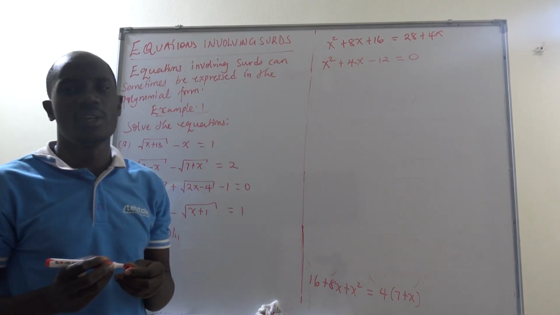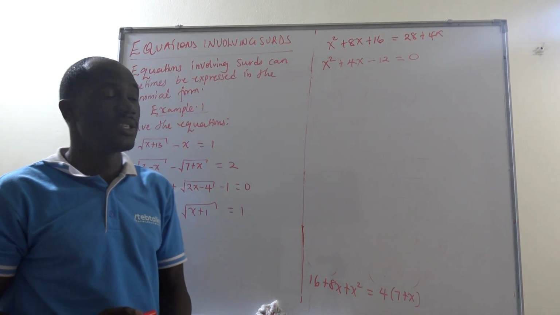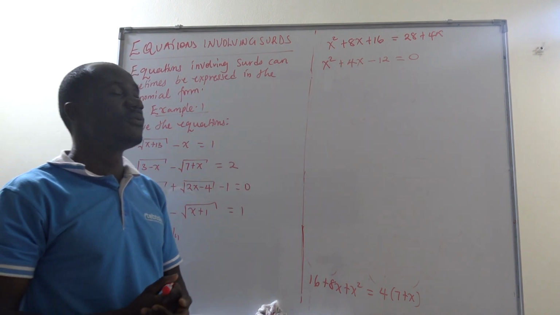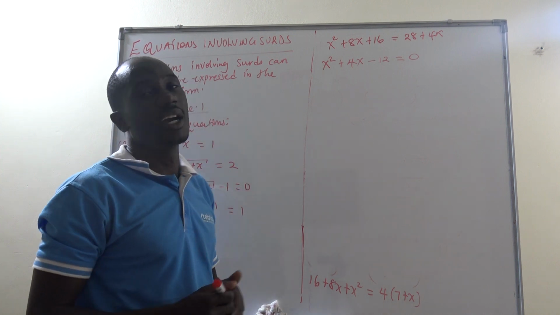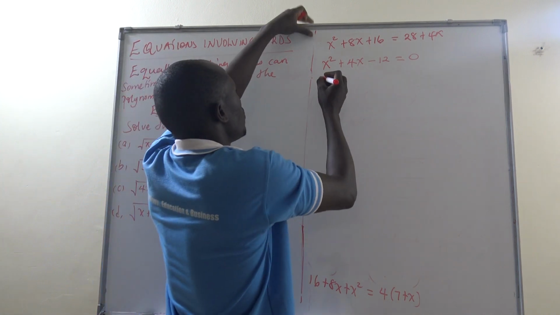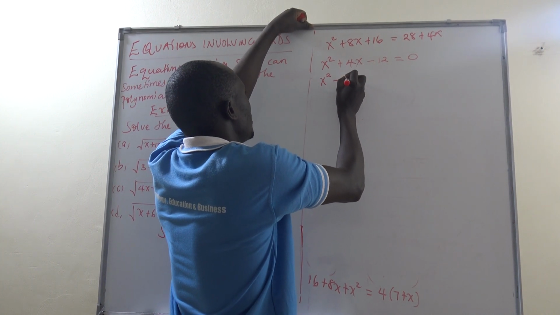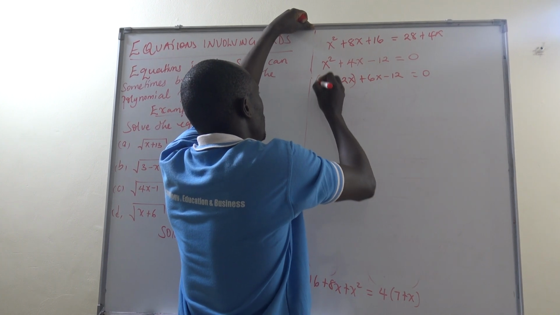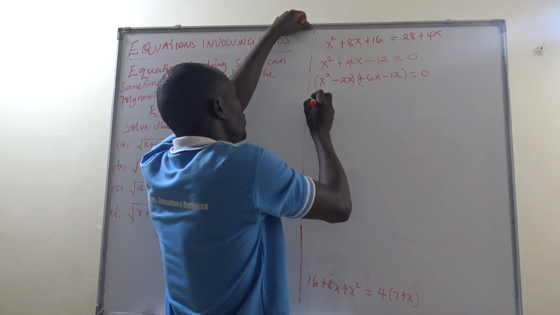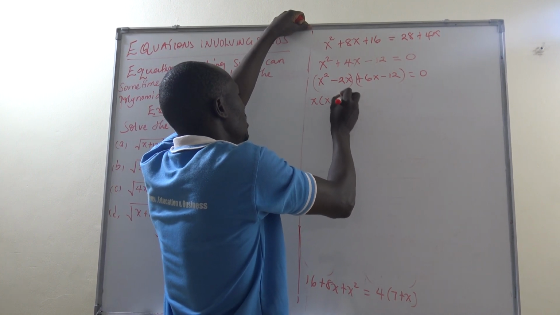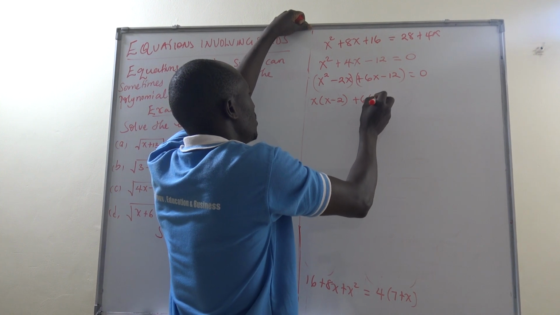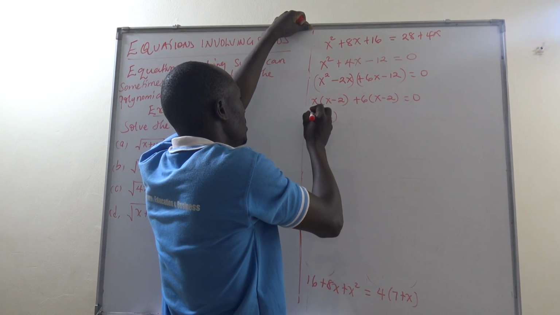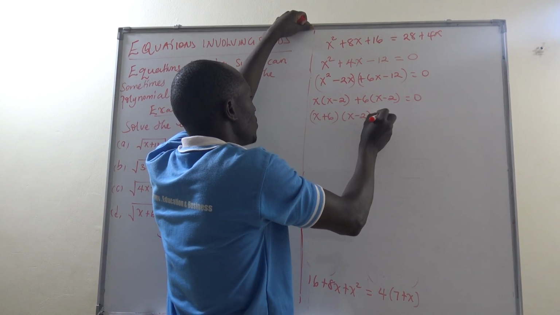So we look at how can we factor this. Think of two numbers, when you multiply them, you get negative 12, and when you add, you get a positive 4. According to me, we have negative 2 and a positive 6. So we are going to have x squared minus 2x plus 6x minus 12 equals 0. So what is common is x into x minus 2, then plus 6 into x minus 2 equals 0. So we are having x plus 6 into x minus 2 equals 0.